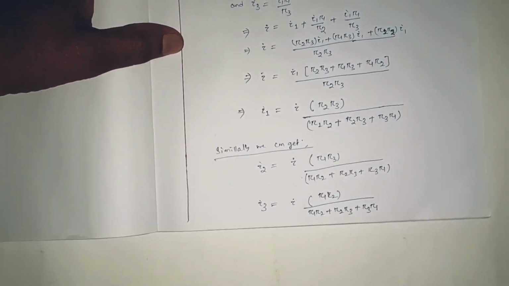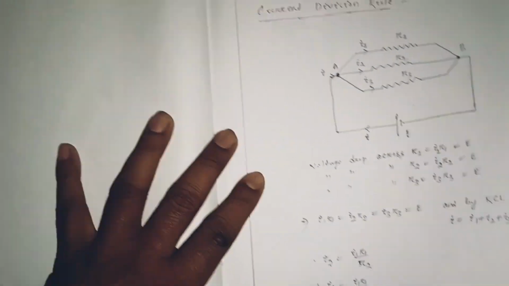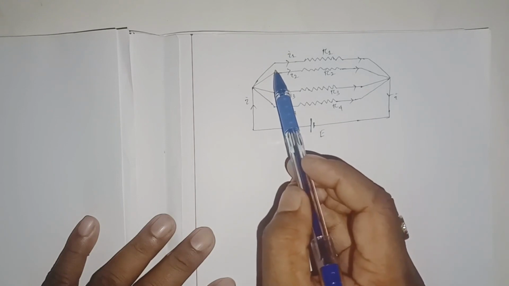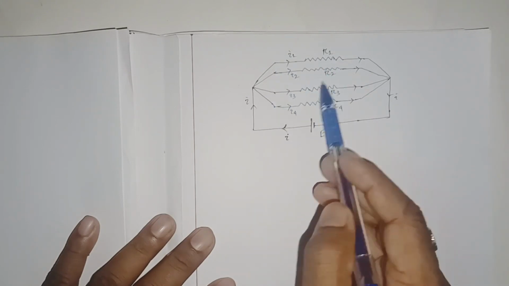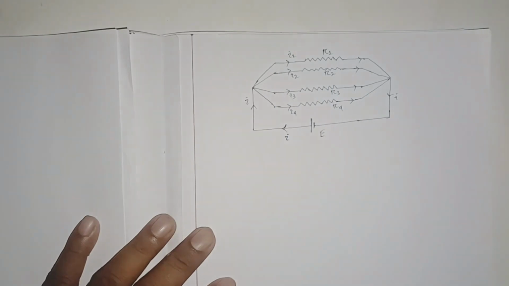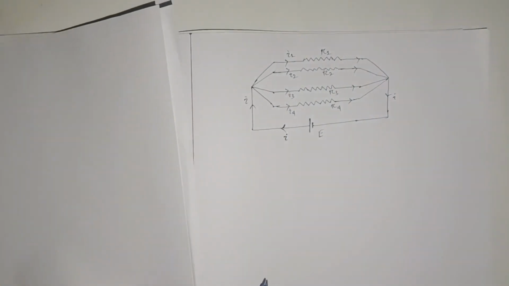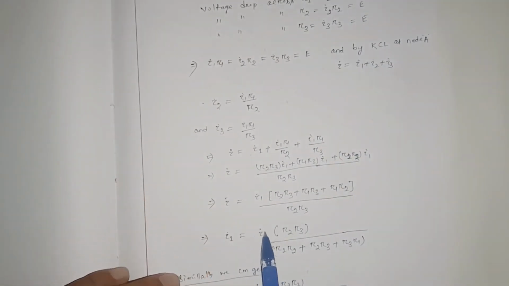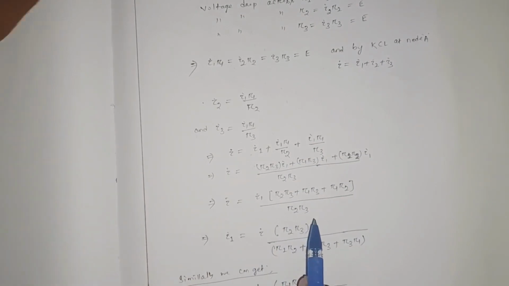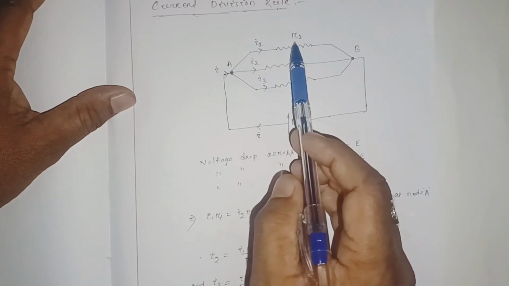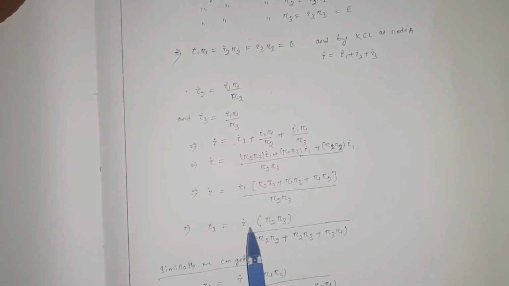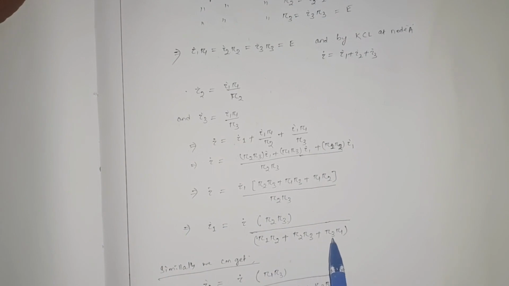Here we considered three branches. Likewise, if we consider four branches, a circuit like this, then what will the currents be: I1 through R1, I2 through R2, I3 through R3, and I4 through R4. Just as we discussed before, if there are three branches, then I1 will be the total current into the other two resistances. That means we are trying to find the current through R1, so the multiplication of the other two resistances, R2 into R3, total current into R2 into R3, whole divided by R1 R2 plus R2 R3 plus R3 R1.